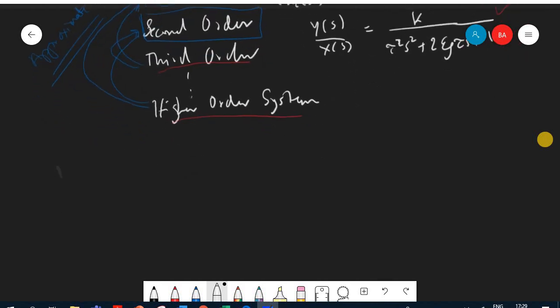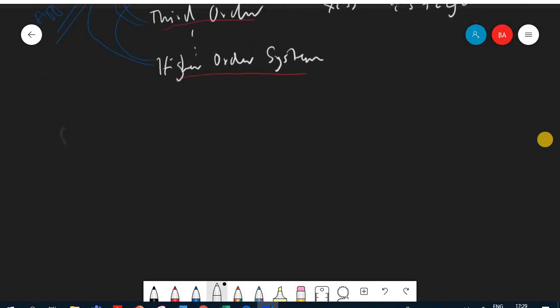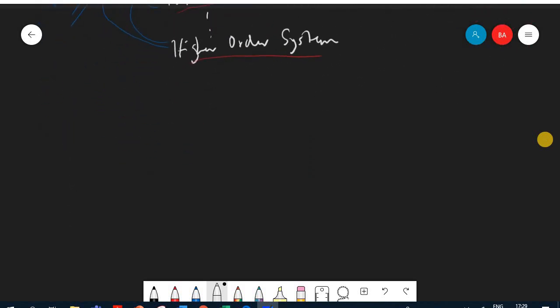So what we are going to do now is study the effect of inputs on the first order system. And what is a first order system? If you put it in a generic format, the first order system is K over tau S plus 1. That is the generic format of a first order system.